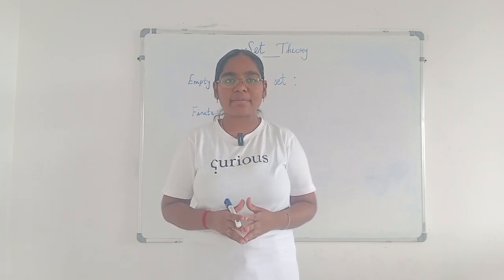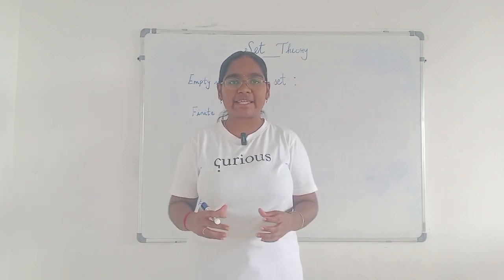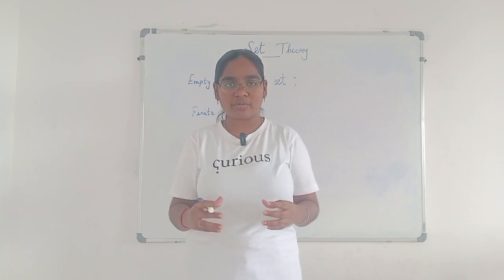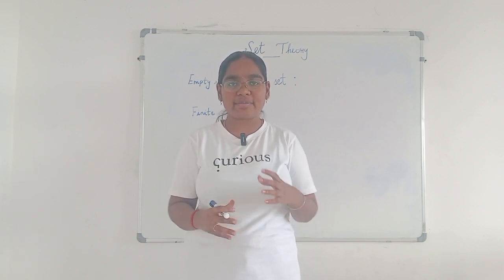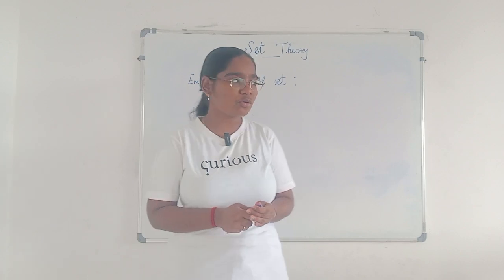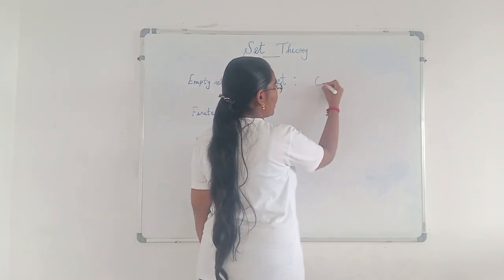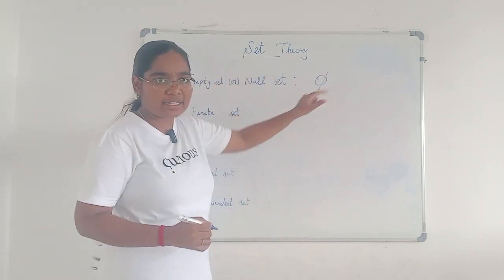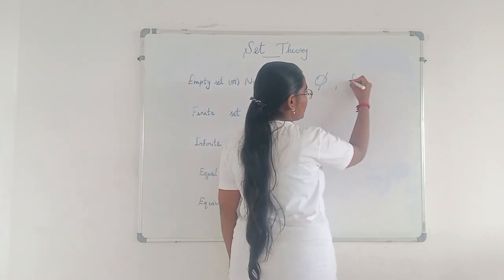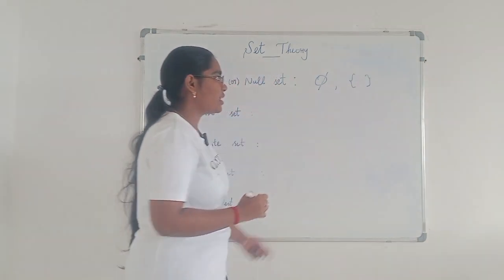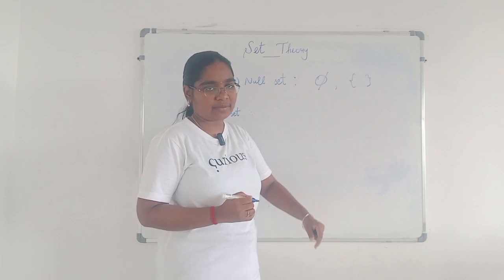For example, consider the set of integers between 1 and 2. There is no other integer between 1 and 2. So, what you will get? A null set. Null set can be represented in this form or otherwise like this. Here, there is no elements.